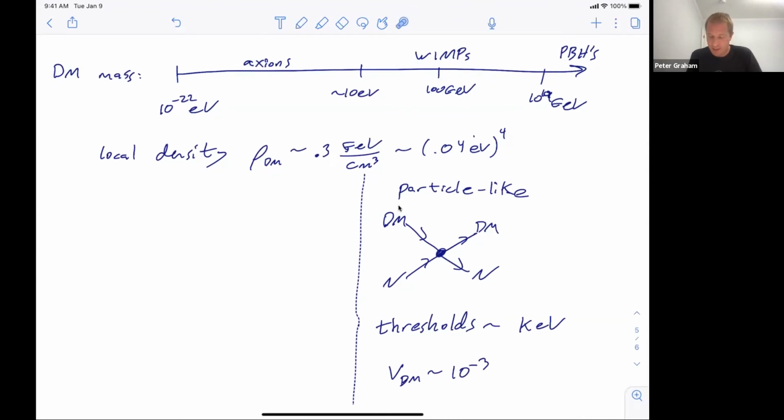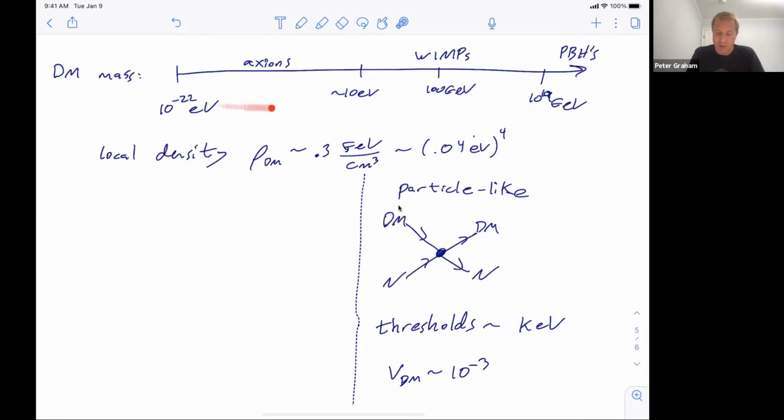That means the kinetic energy is v squared times the mass, so it's 10 to the minus 6 of the mass. If the mass is a GeV, 10 to the 9 eV, then the kinetic energy is about a keV. That's about the lightest particle you could look for. If you want to go much lighter, you want to push the threshold down, and there's a lot of exciting work on that. I won't talk about that simply for reasons of time.